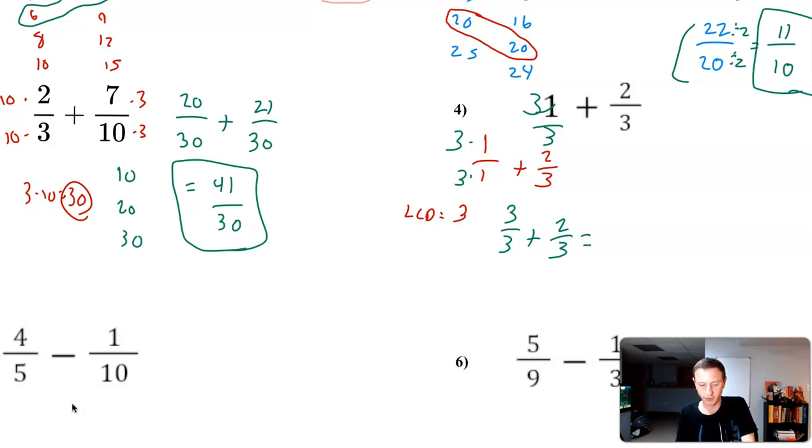So then you're just doing 3 plus 2 is 5 over 3. So keep the denominator the same. And there it is, 5 over 3. Can't simplify that at all.